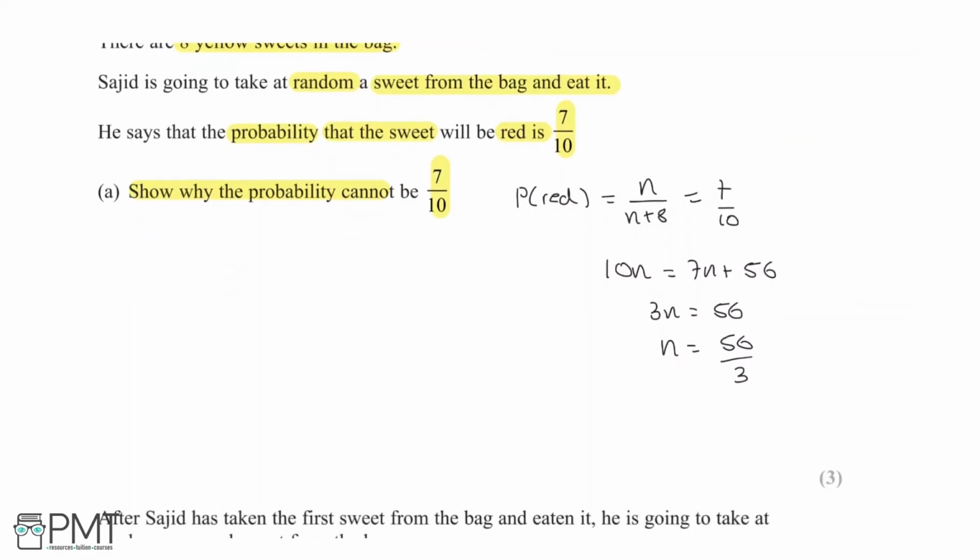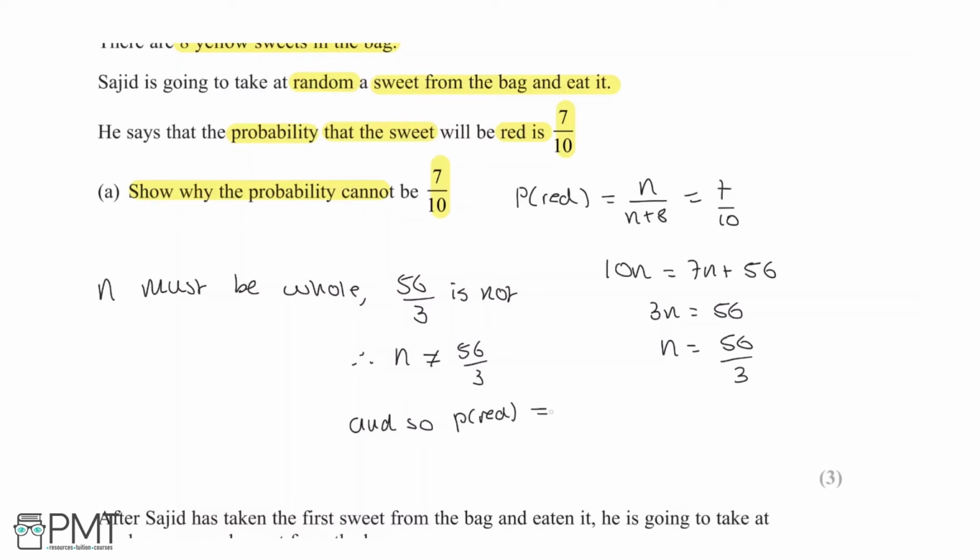So we can say here, n must be whole. 56 over 3 is not, therefore n cannot equal 56 over 3 because n is the number of sweets, and so P red is not 7 over 10.